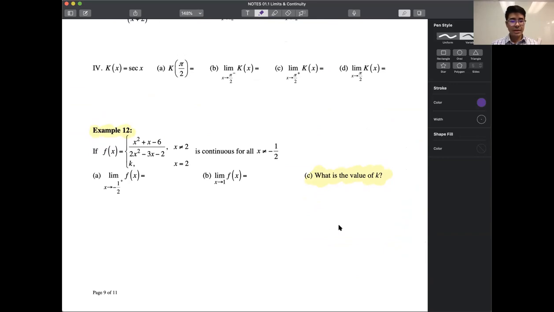I highlight this example 12, but the process of example 12 is exactly going to be the same as some of the ones I just did. So the idea here is, in order to show continuity, you just need to plug in the number 2 into this function and set it equal to k. And then let's just do part A, just so y'all can understand the idea behind vertical asymptotes. When I see this notation, I'm thinking of a vertical asymptote because it can only approach from one side.